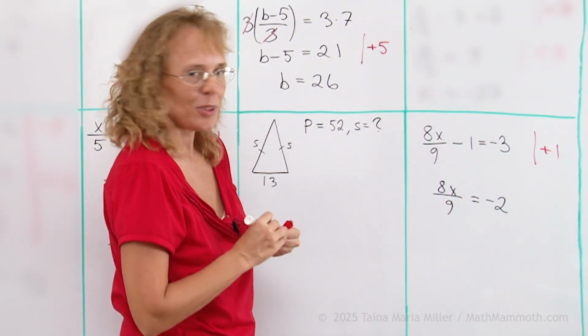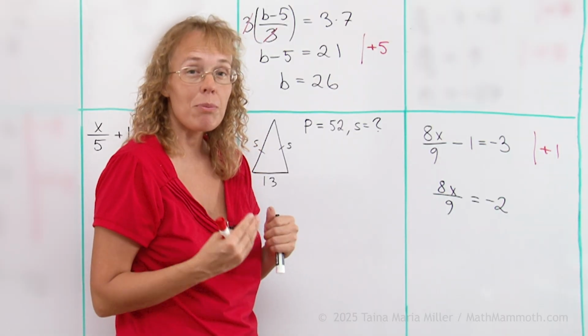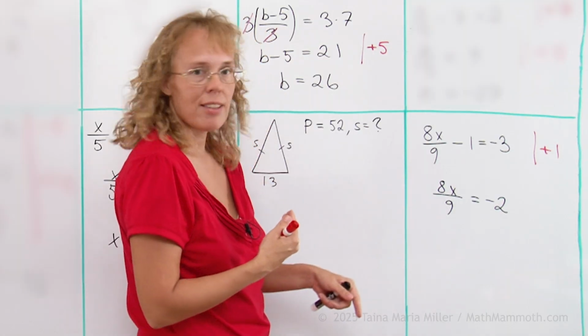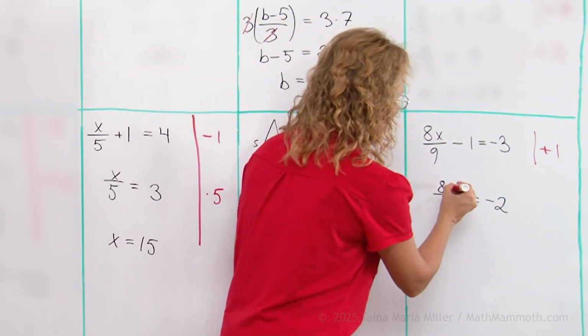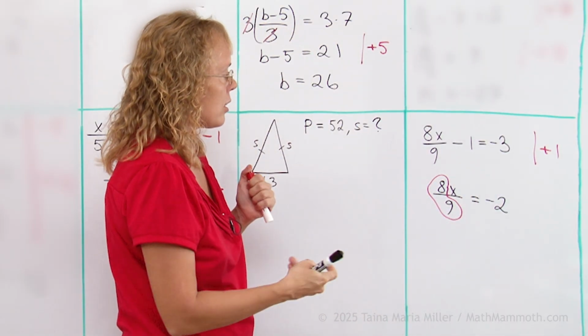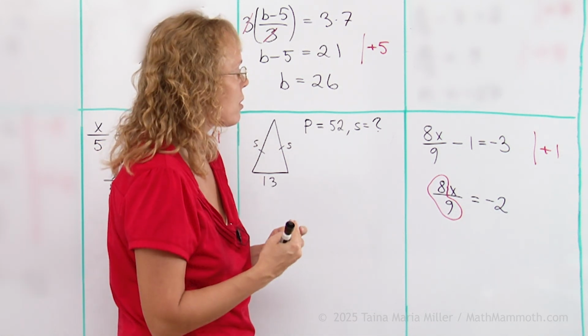And now what? Do you remember? We dealt with these when we had the lesson about multiplication and division equations. This is the same as 8/9 times x, the fraction 8/9 times x, okay? Here it is, the fraction 8/9. And to undo that, I will multiply by its reciprocal.